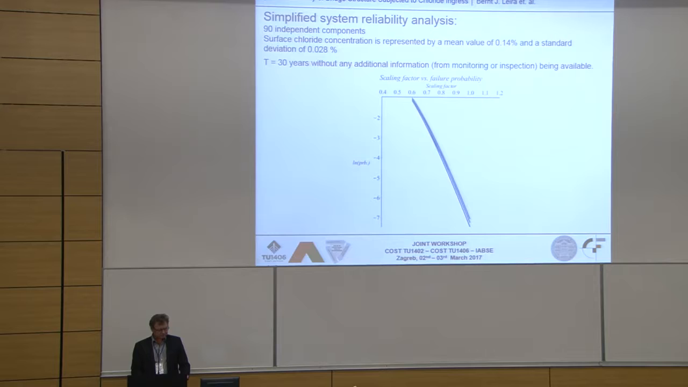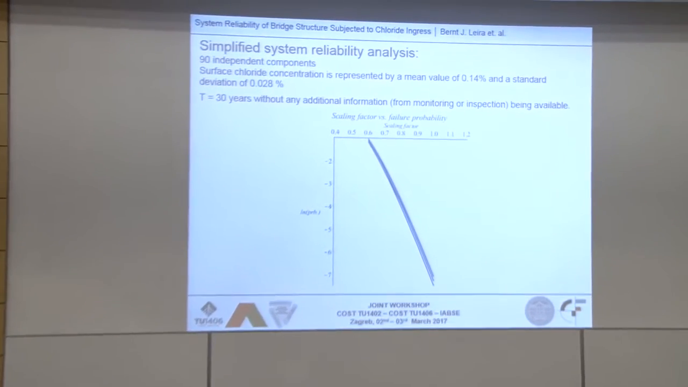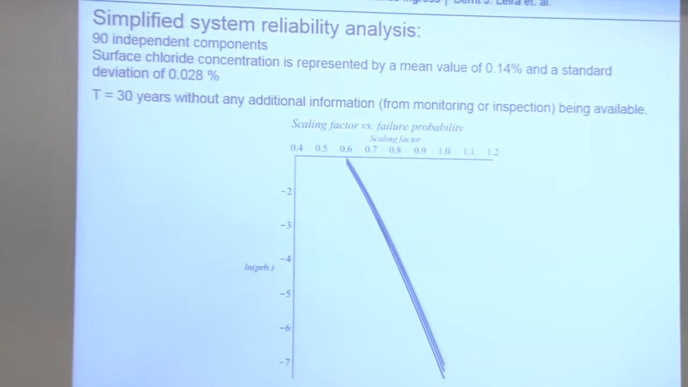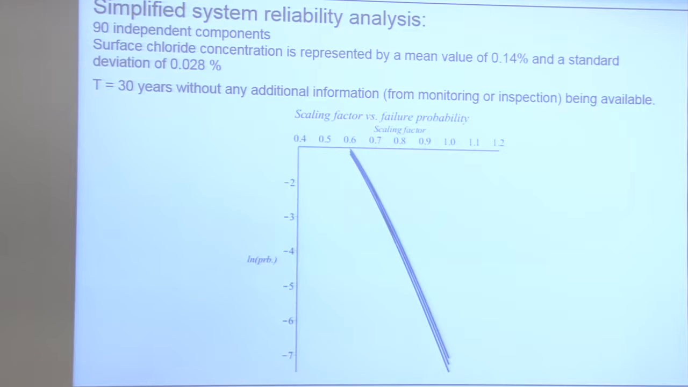So this is now the one site, one representative spot type of analysis. Now we go to the system analysis, and this is now simplified. We say it's a series system with 90 components. And failure now means that if you have initiation of corrosion at a single spot on these 90 sites, then you have failure. So it's really a very strict criterion because, of course, start of corrosion is a serviceability type of criterion. It is not the ultimate capacity of the girder.